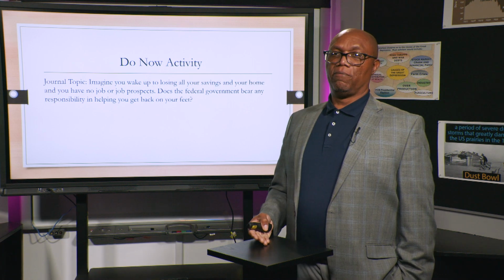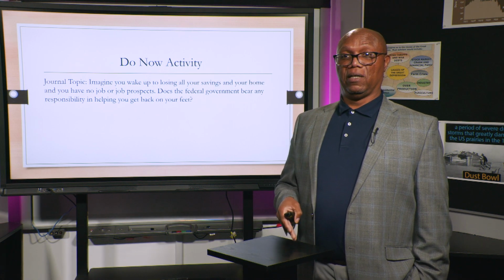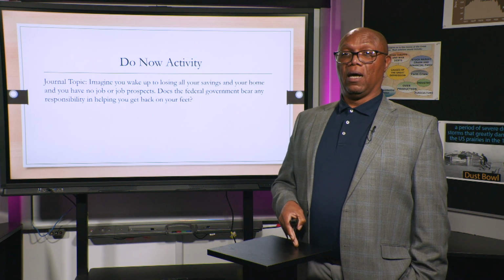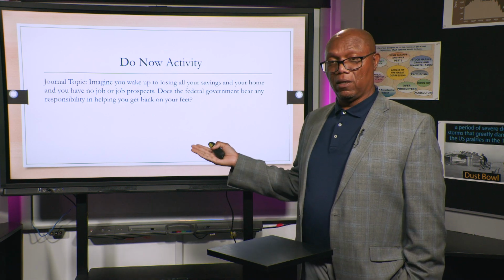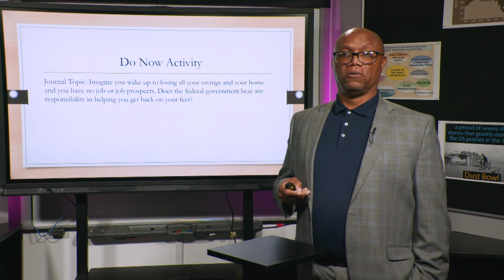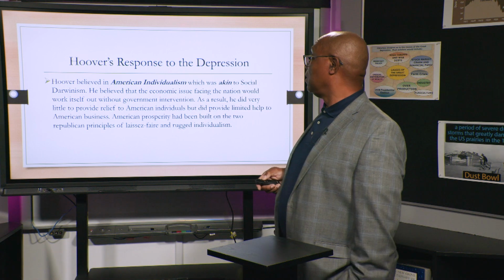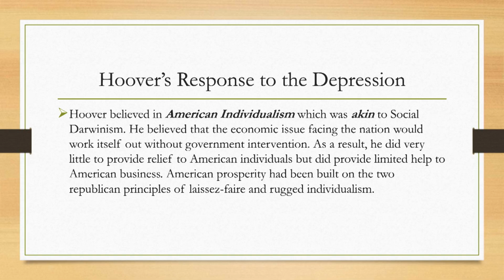So when you look at the government, you also have to understand who Herbert Hoover was. He was a Republican that believed in laissez-faire, and he believed in rugged individualism. Rugged individualism, in his case called American individualism, meant that everybody should be equipped to stand on their own two feet. So we'll dive into Hoover's response to the Great Depression. He's the president of the United States, so we want to be thinking about whether he bears any kind of responsibility in helping the American people.